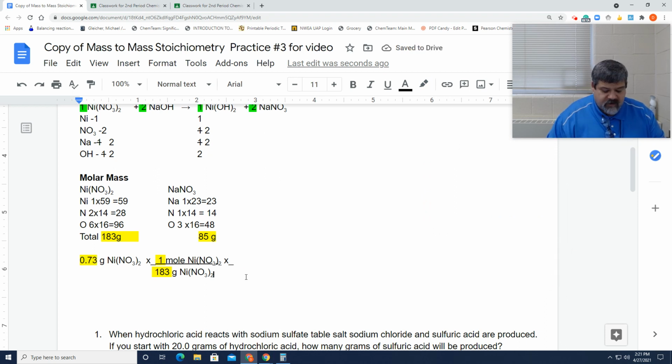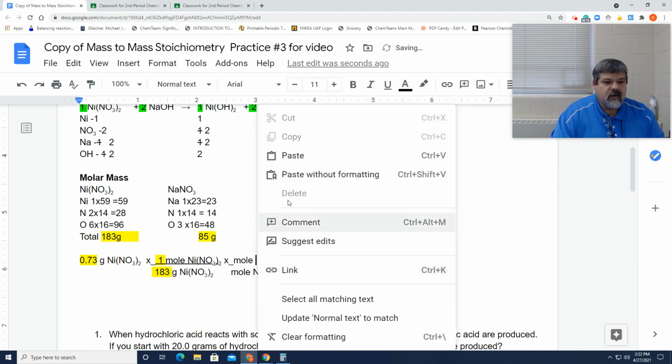We're going to start with the bottom, because we have to get rid of what's on top up here. So we're going to get rid of what this is up here. I'm going to come in here and put moles of nickel 2 nitrate. And then on the top, we have to put what we're looking for. We're looking for this one right here, sodium nitrate. So we're going to copy that and paste it right there.